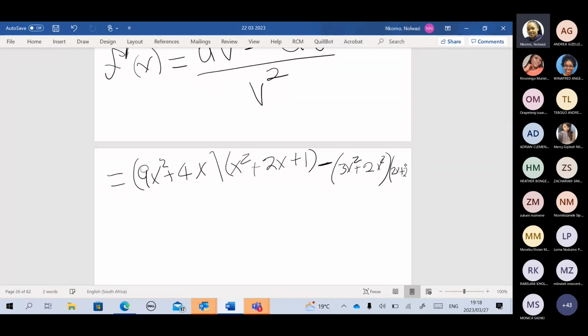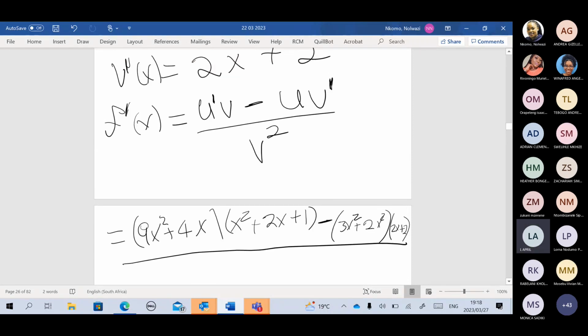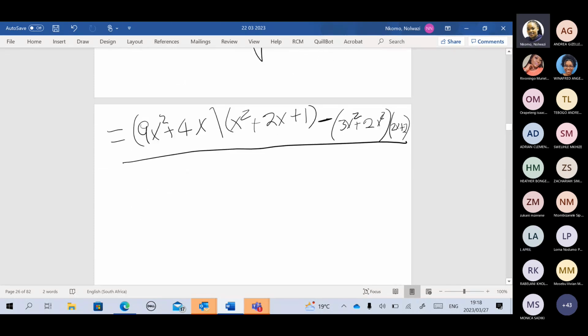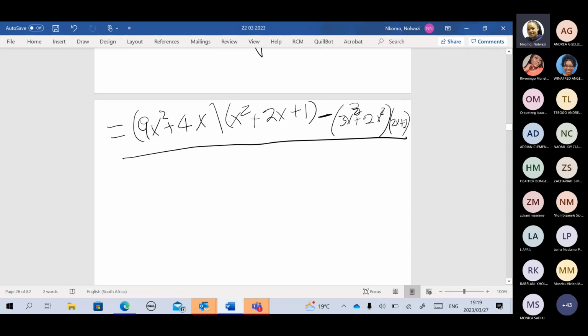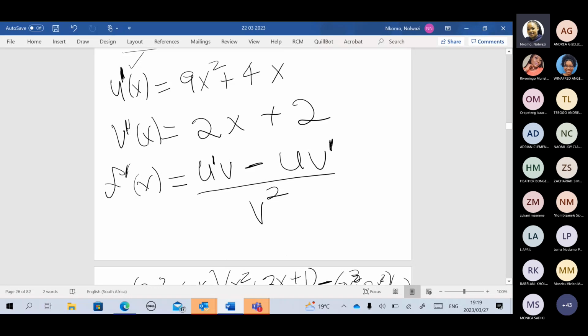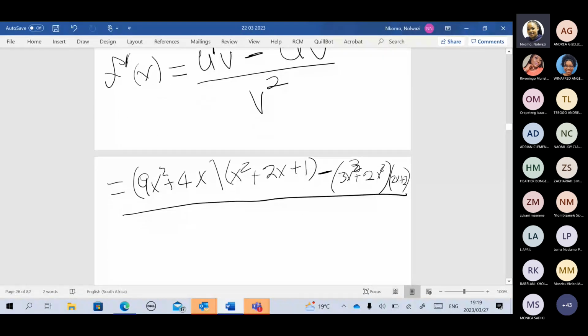Right? Then everything. It's 3x cubed. It's what? It's minus x to the power 3x cubed. 3x cubed. The u, yes. Oh, yeah. Thank you. 3x cubed over, we said v squared. And our v is x squared plus 2x plus 1. So we have everything over x squared plus 2x plus 1, and this is raised to the power 2.